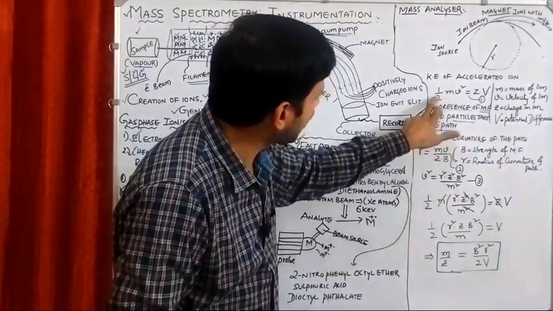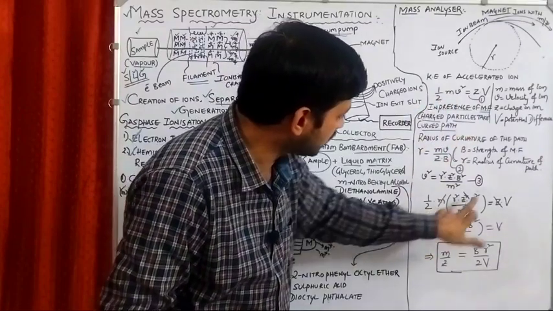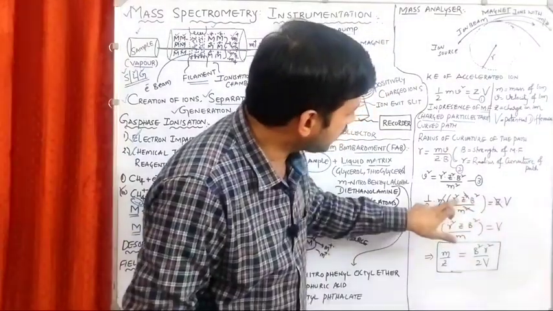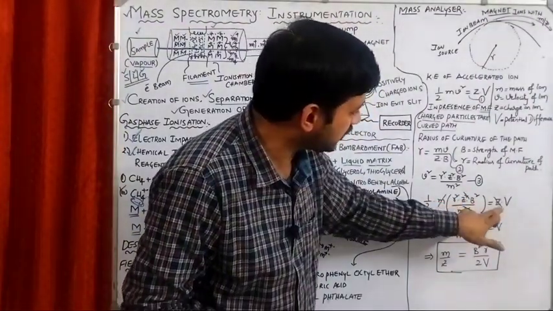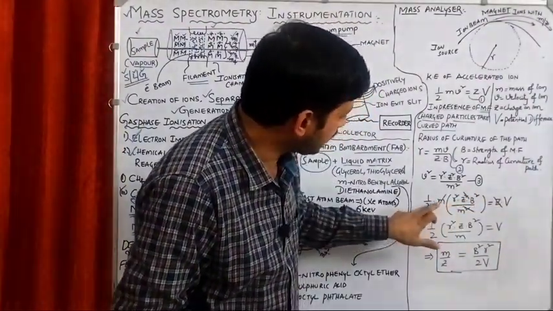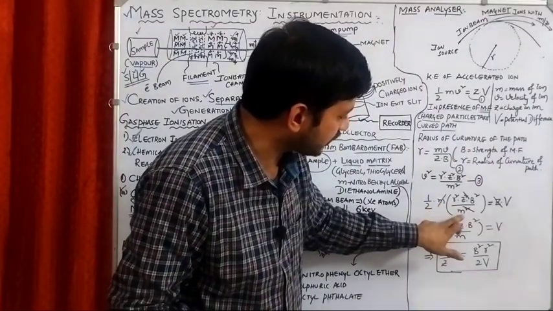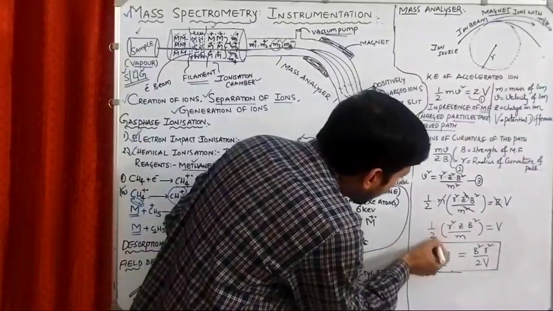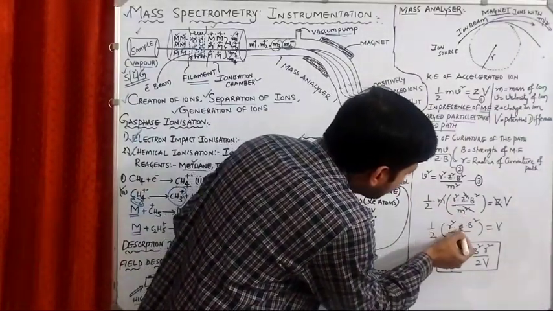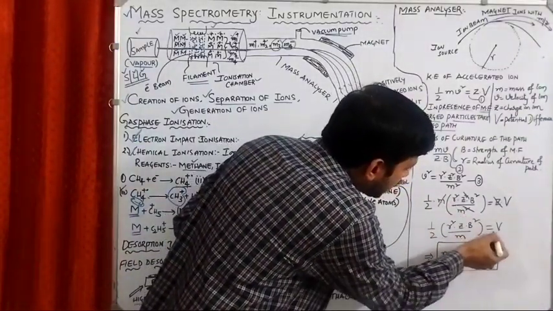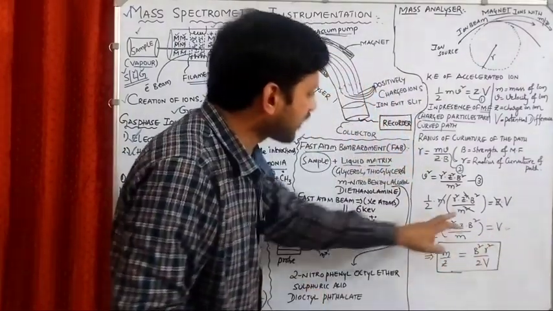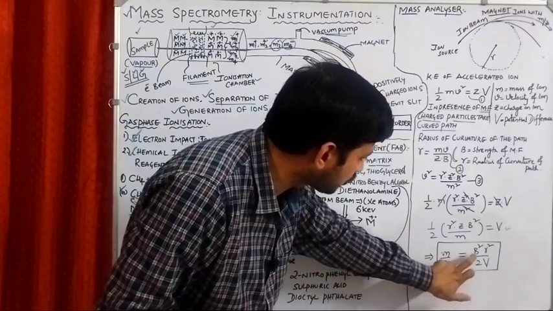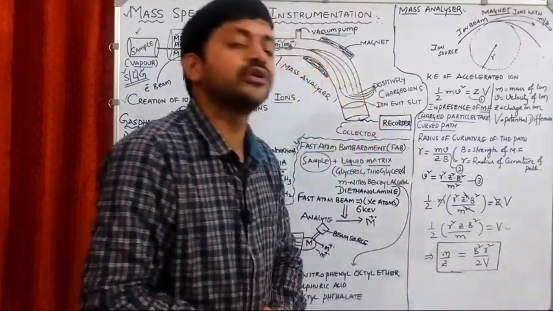Thereby what is happening? Half into m into this particular v square value equals z into V. Here z square is there, so one z is going to be eliminated. Here we have m and here we have m square, so one m will be eliminated. So from that what we are getting is half into R square into z into B square by m equals potential. From this we get m by z equals B square R square by 2V.